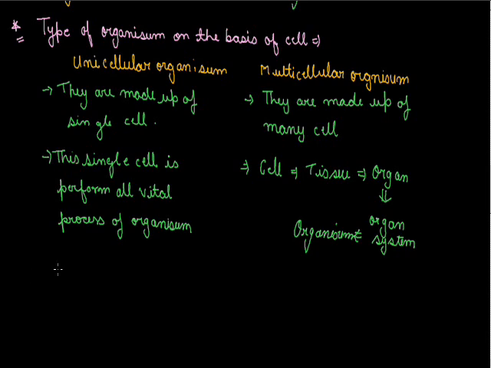Okay, the example of a unicellular organism is the amoeba, and examples of multicellular organisms are plants and higher animals.